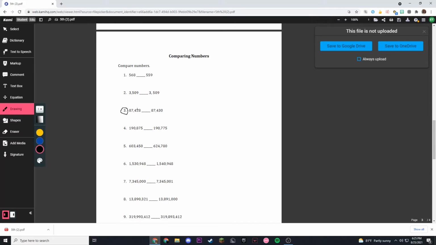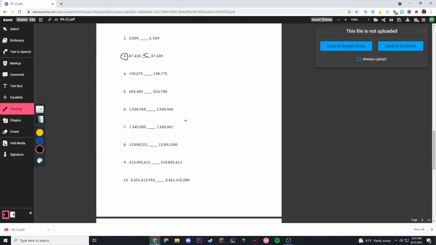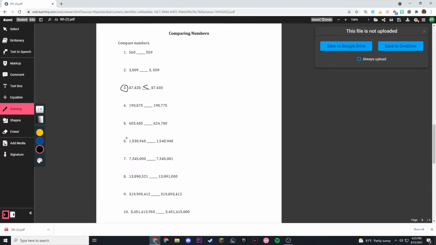Now we finally found 2 digits in the numbers that are different, which is 2 and 3. And by the way, these are in the tens place. We know that 3 is bigger than 2, so we can say that 87,430 is greater than 87,428.